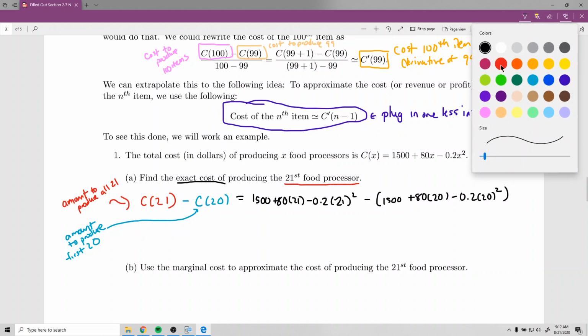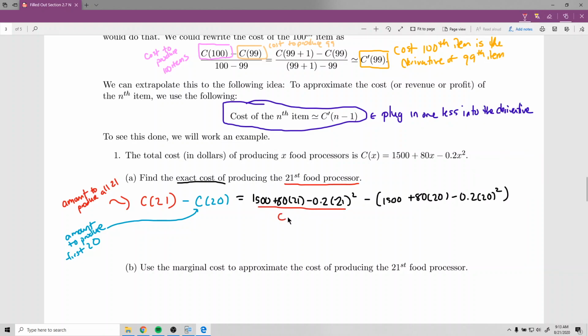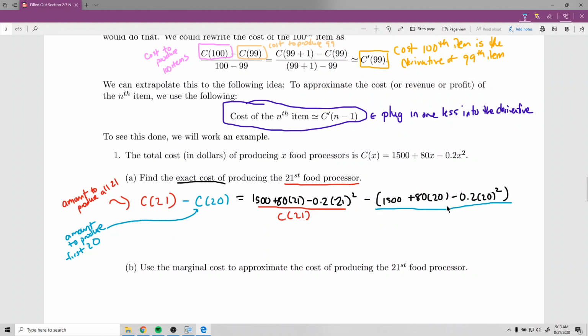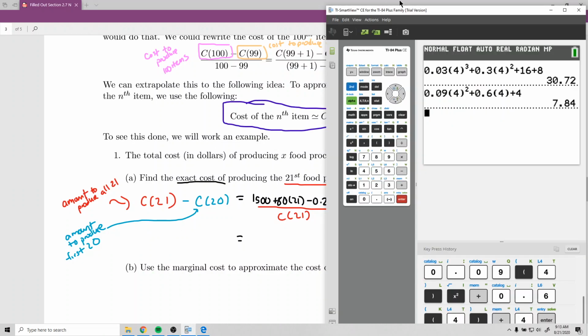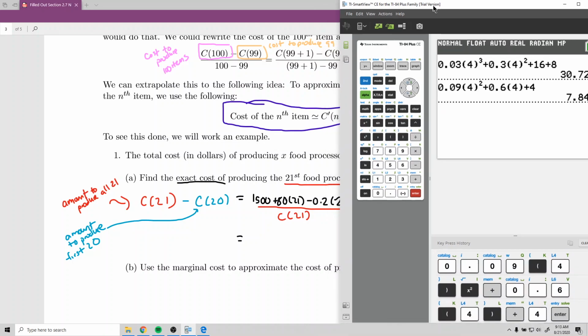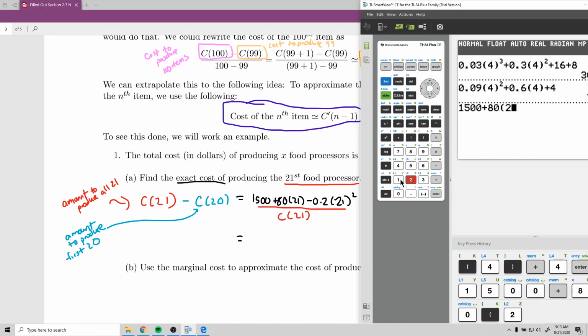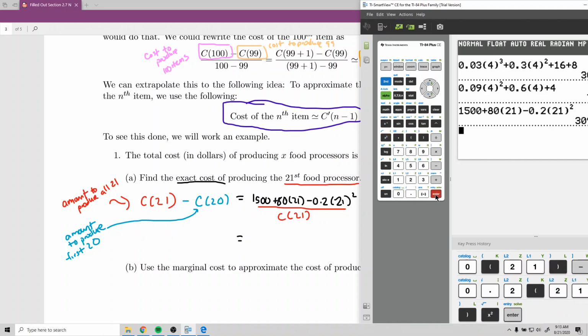All right, so that first thing is our C of 21. And the second part is our C of 20. And since these numbers are rather messy and a little large, nothing wrong with using your calculator here. So C of 21, I'm going to do one part at a time. We got 1500 plus 80 times 21 minus 0.2 times 21 squared.